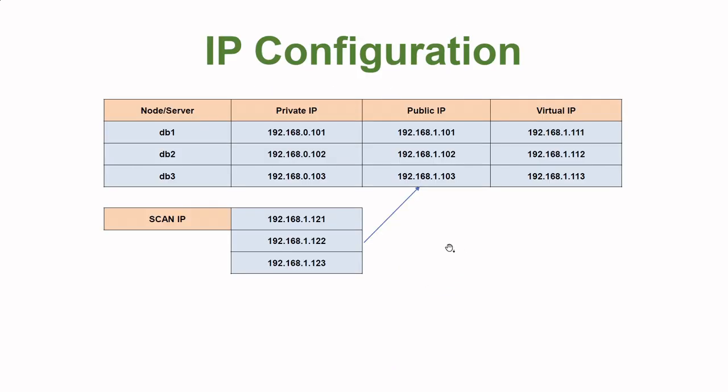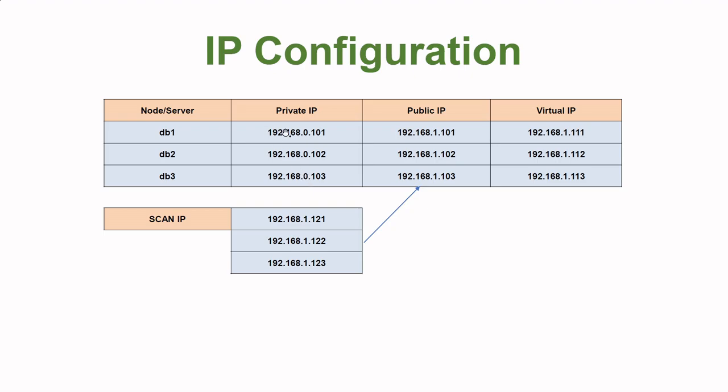Now, this is what I was talking about. I'm giving you an example of a 3-node cluster. There are 3 nodes in the cluster, 1, 2, 3, and you can see that the public IP, virtual IP, and the SCAN IP are all in the same subnet, 192.168.1. So this is the subnet of all of these IPs. Only the private IP is in a different subnet. You can clearly see from here.